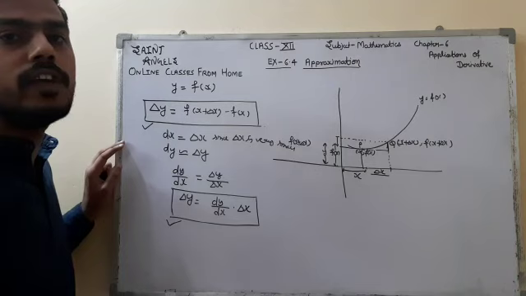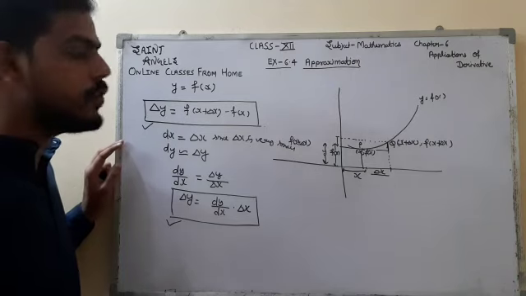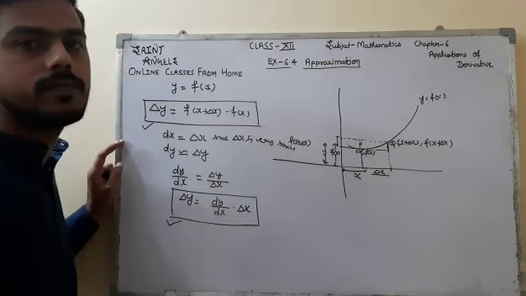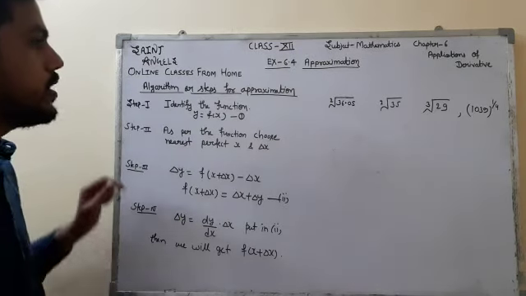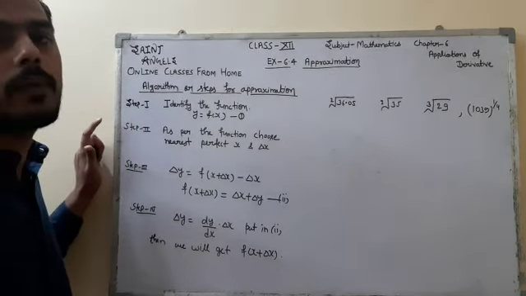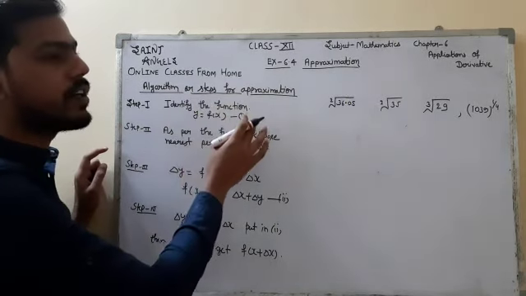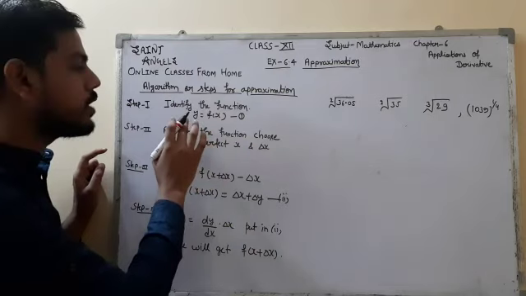Okay. Now I will write the algorithm, the way we will solve the question. So please pause the video and note these 2 formulas. These are the steps to solve an approximation problem. First of all, we will identify the function and write it in the form of y equals f(x).